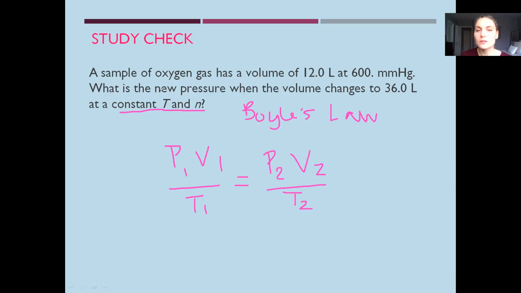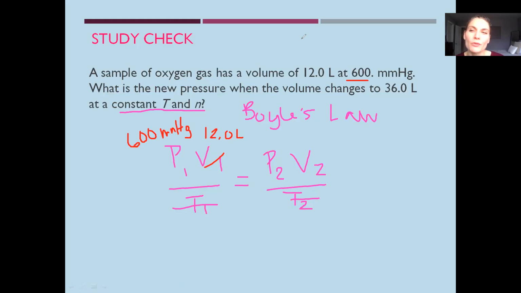In this circumstance, we don't have to care about these guys. We can remove that. And now that we know this, we know that we have 12.0 liters for our initial volume. And they tell us that P1 is 600 millimeters of mercury. Now, looking at this piece here, they give you 600 millimeters mercury.